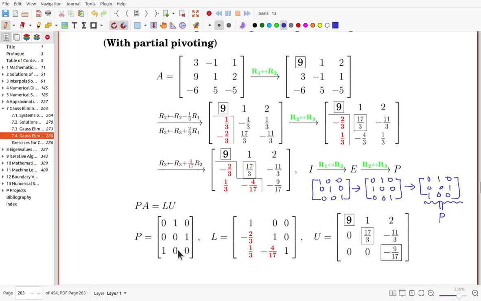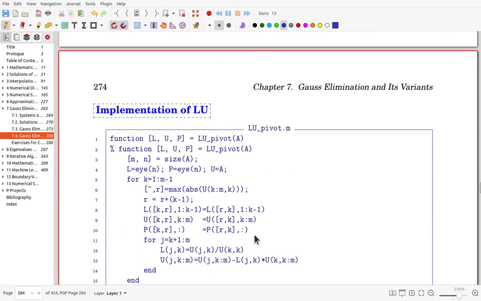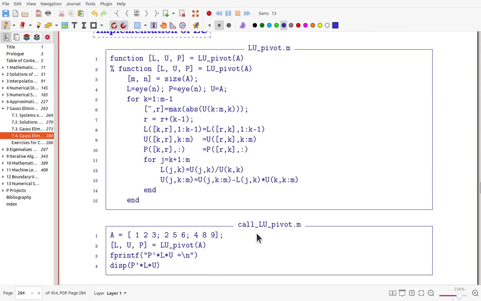As you can see here, P is this one, and this portion is L along with diagonal entries becoming 1, and this portion is the U matrix. As you can see, the entries here are all bounded by 1 in modulus. Okay, we can implement LU factorization with partial pivoting easily in this way.